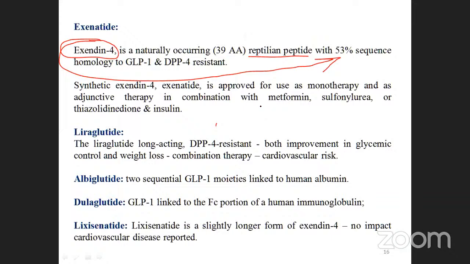Improvement in the glycemic control and as well as in the weight loss. I mean, it causes weight loss. So it is used in combination therapy. There is a problem of cardiovascular risk, okay? And similar kinds of things are there. One important line for this slide is dulaglutide. One is GLP-1 linked to the Fc portion of the human immunoglobulin.